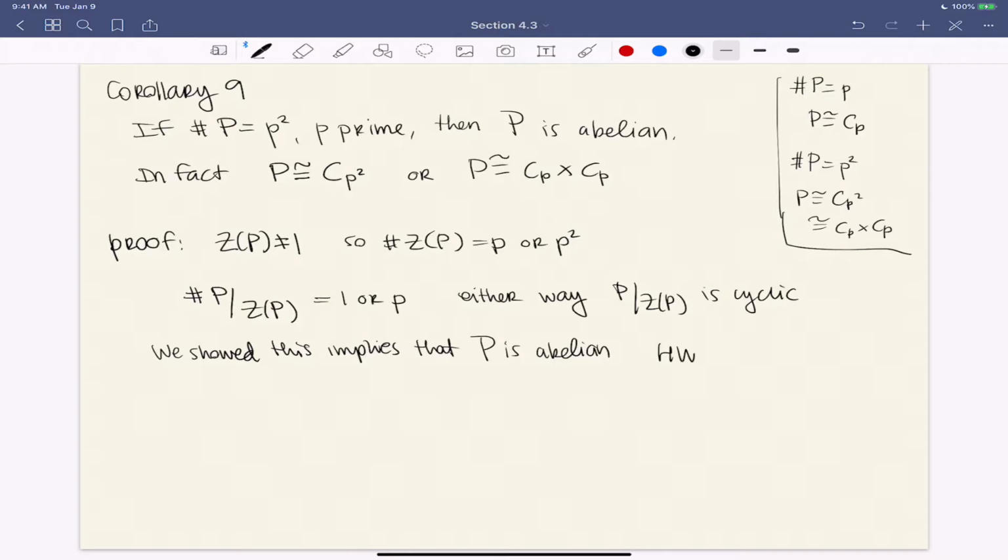This is homework 3, problem 4b. Whenever any group mod its center is cyclic, not necessarily of prime order, any cyclic, then the group has to be abelian. So hopefully you did do this proof. If you couldn't do it at the time, make sure that you do it, or ask me how to do it. That's an important proof to know.